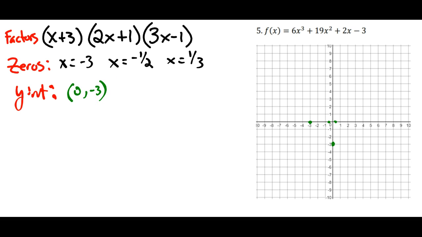Let's pay attention to our end behavior. This first term is positive. That means the right side goes up. This is odd. It goes opposite the right side. It's going to go down over here.